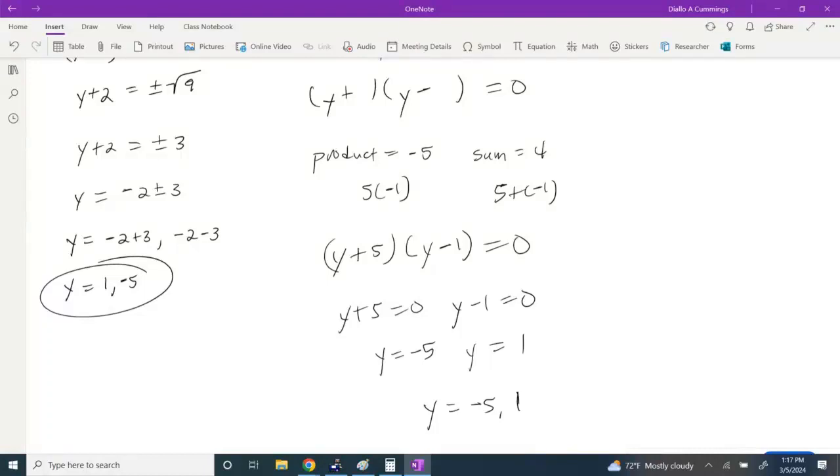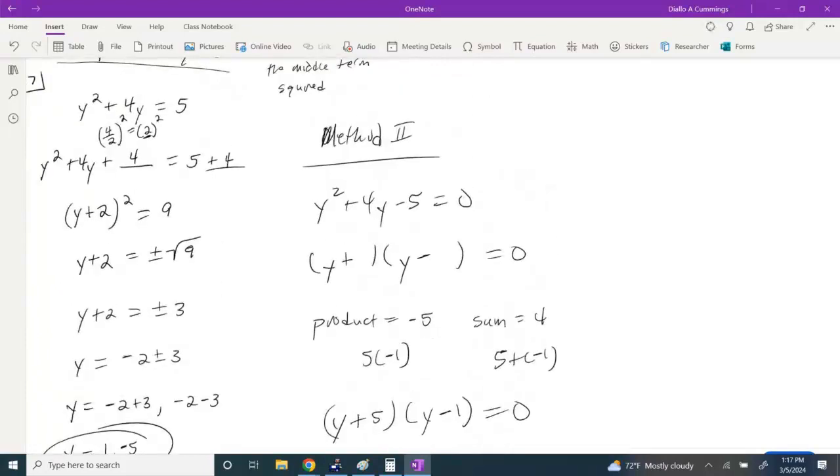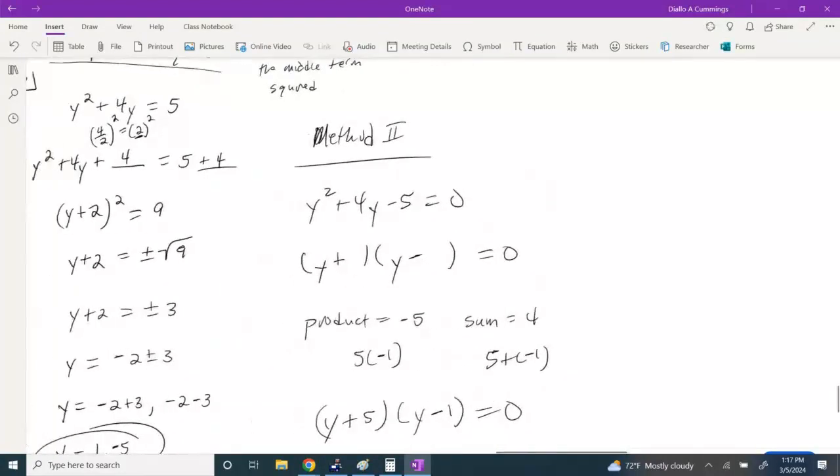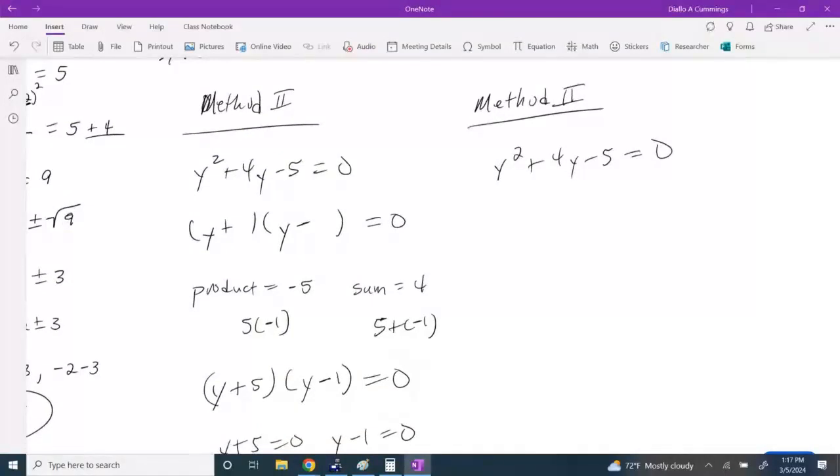And just to show, it really doesn't matter which method you use. You can even use the quadratic formula. Okay, and I'll do that just as a review. So this will be method number 2. In order to use the quadratic formula and the zero factor method, your equation has to be in standard form.